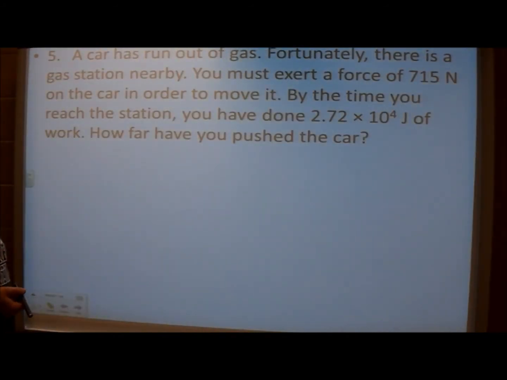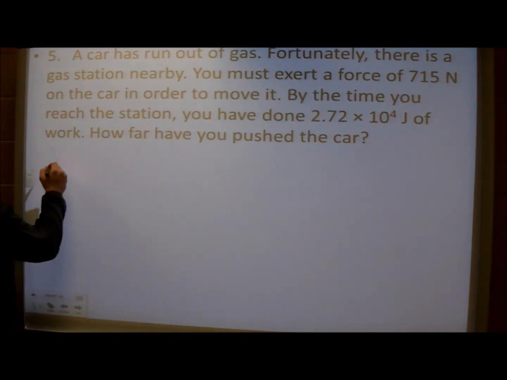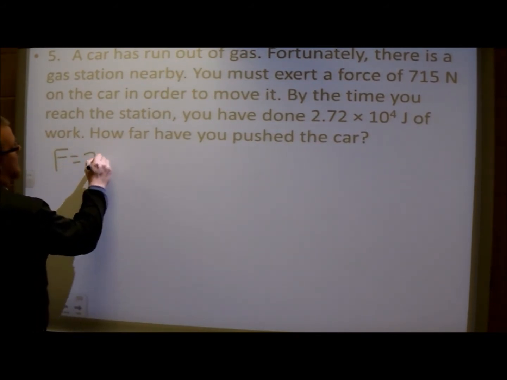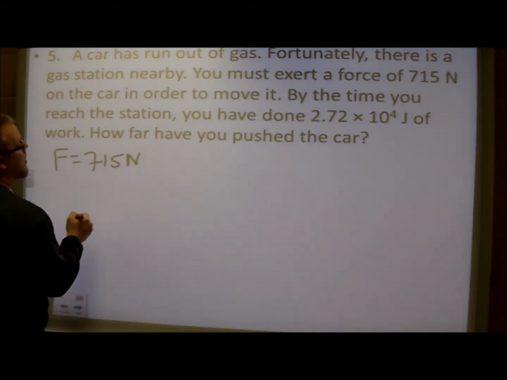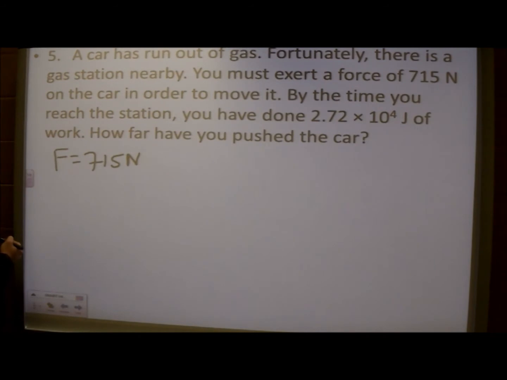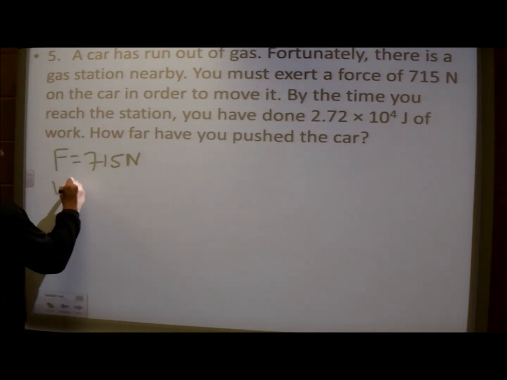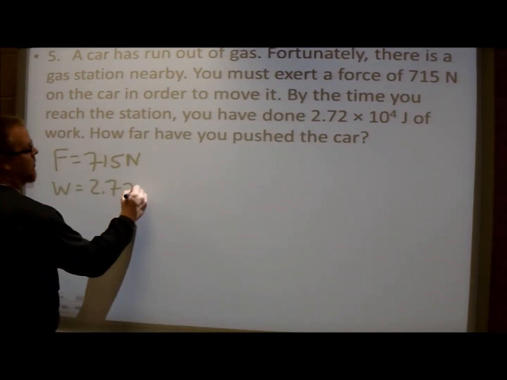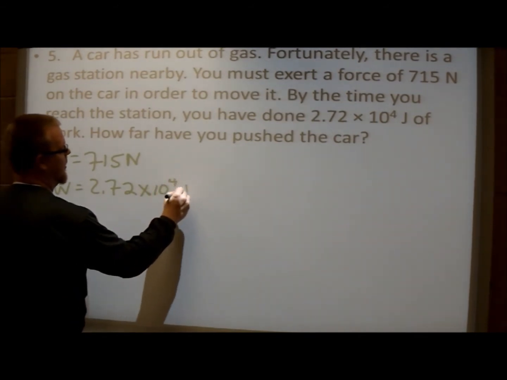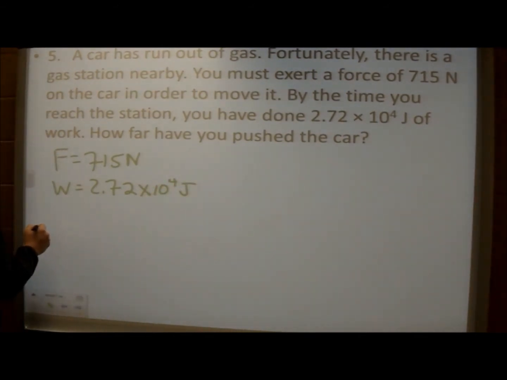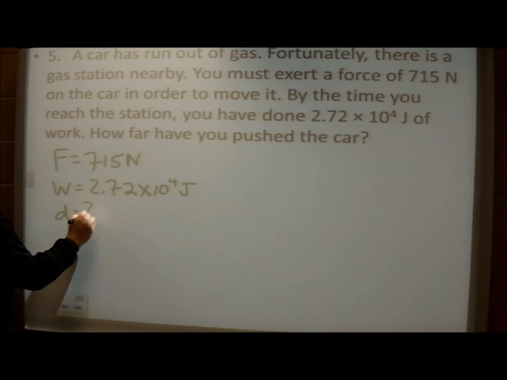We're back with number 5. These are the work problems. Number 5. A car has run out of gas. Fortunately, there is a gas station nearby. You must exert a force of 715 newtons on the car in order to move it. By the time you reach the station, you have done 2.72 times 10 to the 4th joules of work. How far have you pushed the car?